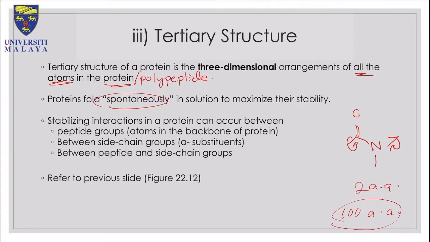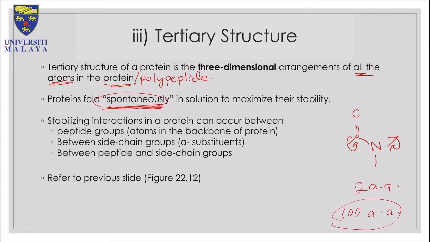Okay, because imagine we only have 20 naturally occurring amino acids, but how can we make up so many different types of proteins with so many different functions? That's why it says here spontaneous, because we don't really know basically, but there are research groups that are trying to figure out why this happens.